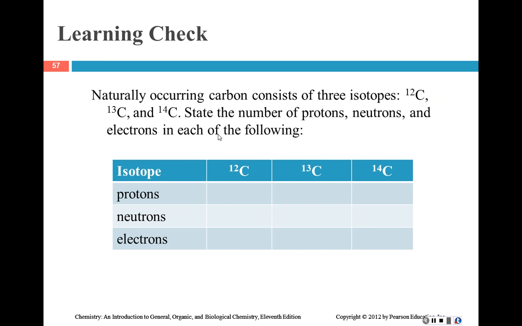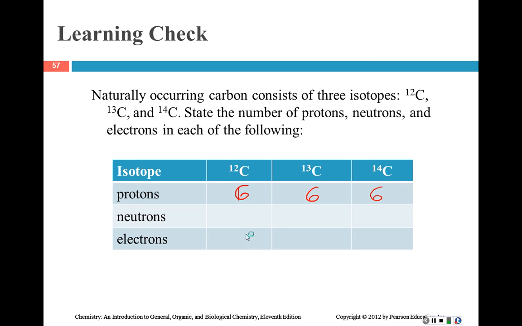So you have carbon that occurs naturally in 3 isotopes: carbon-12, carbon-13, carbon-14. How many protons are in carbon-12? What is its atomic number? 6. All right. How many protons would be in carbon-13? 6. It has to have the same number of protons or it's no longer carbon.